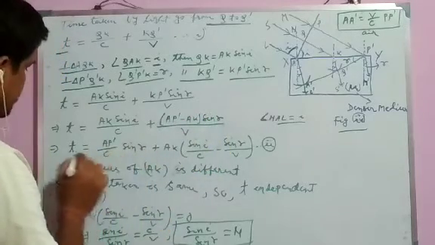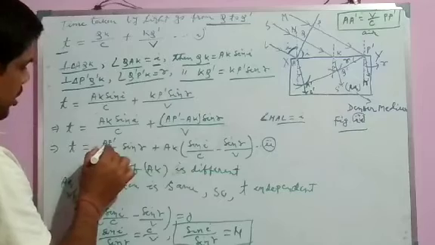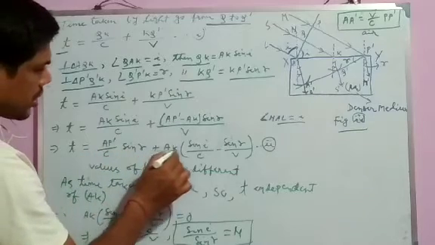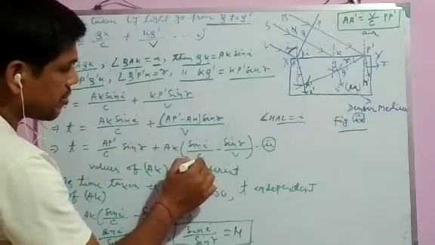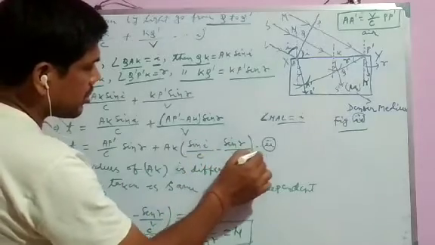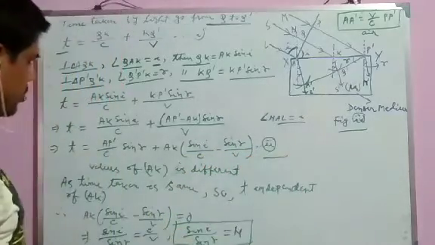Now separating the terms, t equals AP' by c sin r plus AK within the first bracket, sin i by c minus sin r by v. This is equation number 2.